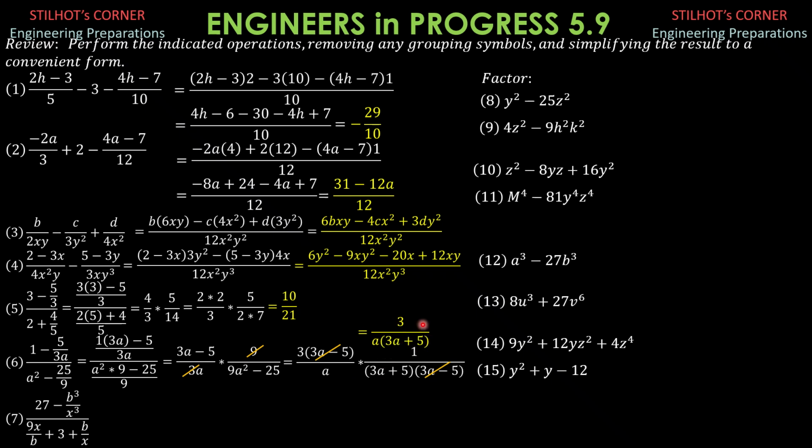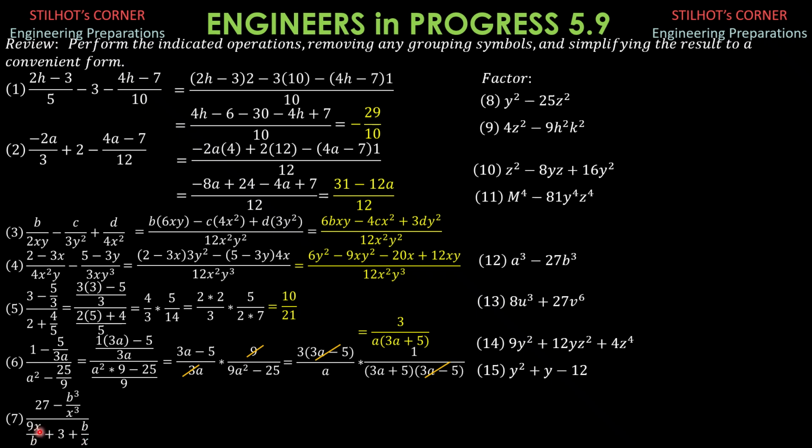And I put the answer there. So 3 over the quantity 3a plus 5. For the next problem, the LCD in the numerator is x cubed. So this is 27x cubed minus b cubed over x cubed. The denominator, the LCD is bx.